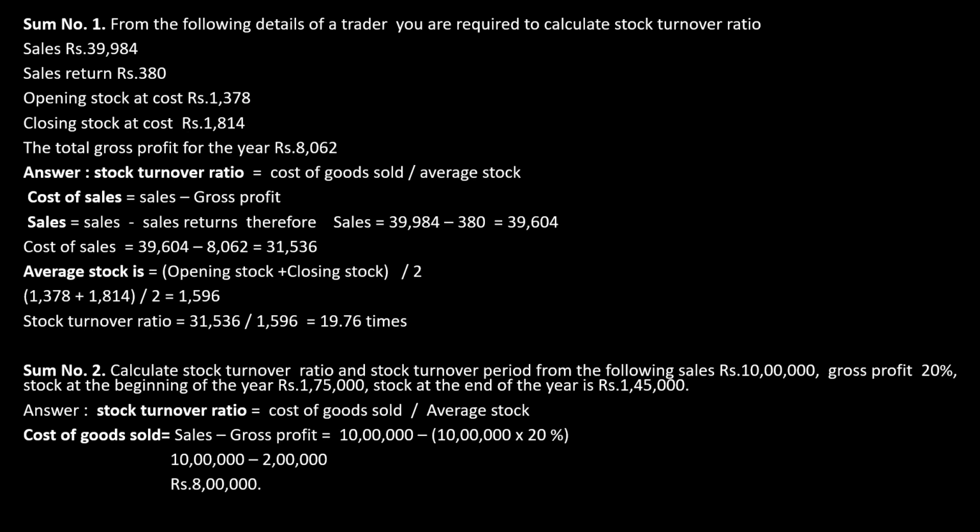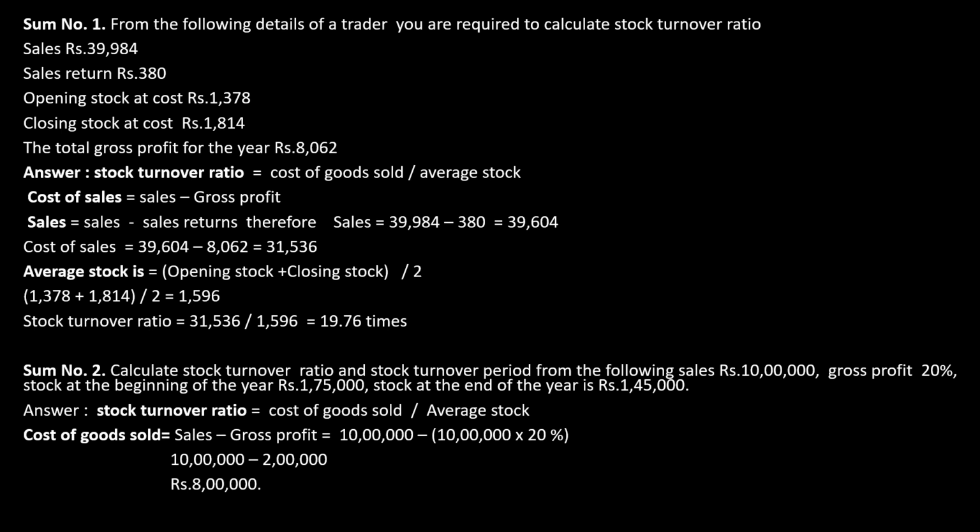So once you know the cost of goods sold and average stock, you divide and get the stock turnover ratio. The answer you get here will be called in times, not in month or days. So 31,536 divided by 1,596 gives you 19.76 times. The stock turnover ratio is 19.76 times. Is it clear? So for this you should memorize the formulas. Next sum we'll do now.